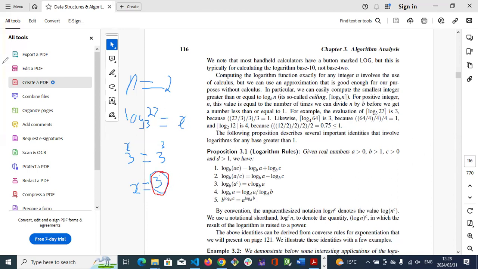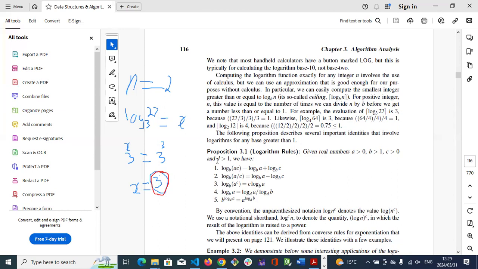So that's why they say log of 27 base 3 is equal to 3. You can also calculate by dividing 27 by 3, then dividing by 3, and then dividing by 3, which gives us 1. The log of 64 base 4 is equal to 3, and then dividing gets 1, etc.